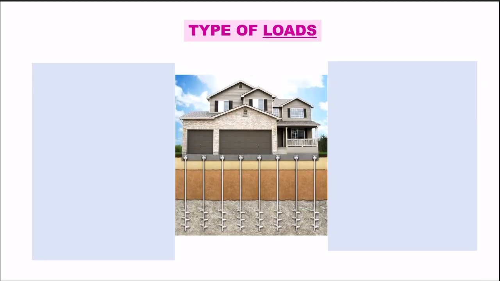Types of loads. We have 4 types. First, dead load, live load, wind load, and seismic load. We're going to look at the dead load. It's a static load, which means that the load cannot move.